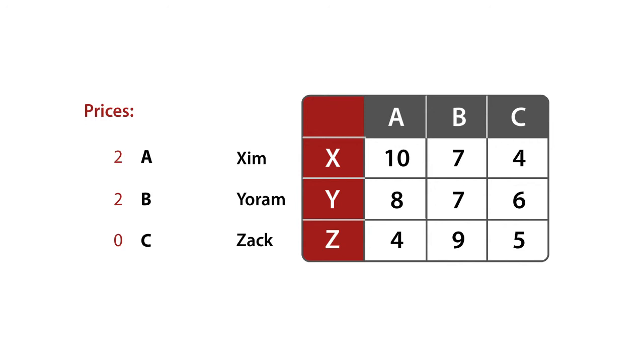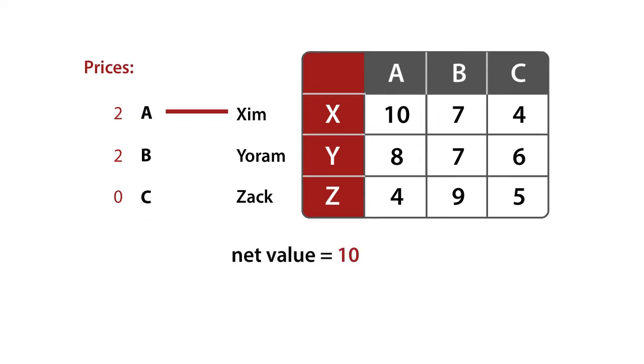In the example here, I simply added a price for each of my three items. So maybe A and B have price 2 and C has price 0. These prices modify players' preferences. So Shin, who used to have a value 10 for item A, now has to pay 2 to get the item. So her remaining value, which we're going to call net value, is 10 minus 2. That's only 8. Similarly, we can compute net values for all of Yoram and Zach for all of the items.